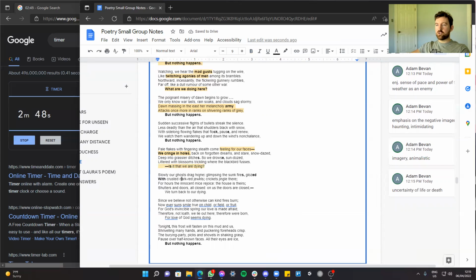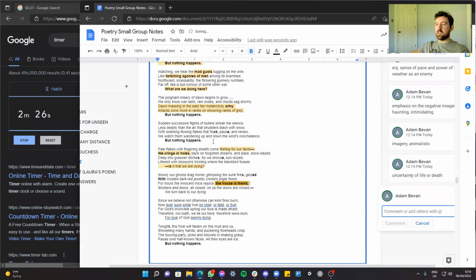Slowly our ghosts drag home, glimpsing the sunk fires, glozed with crusted dark red jewels. Crickets jingle there. For hours the innocent mice rejoice. The house is theirs. Shutters and doors all closed on us. The doors are closed. We turn back to our dying. So this idea that the weather and nature is an enemy that is beating the soldiers and taking away any comfort.